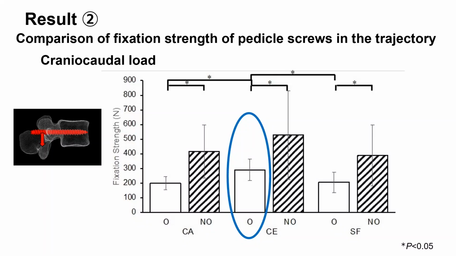However, in the O group, the fixation strength against the craniocaudal load in the CE trajectory was statistically significantly greater than those in the CA and SF trajectories, although this trend was not observed against the axial pullout and lateromedial loads.